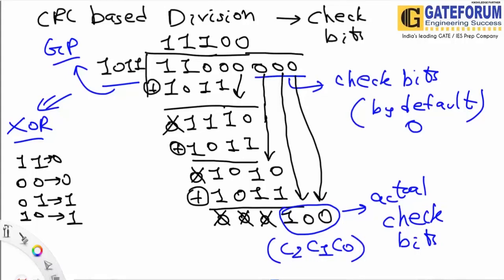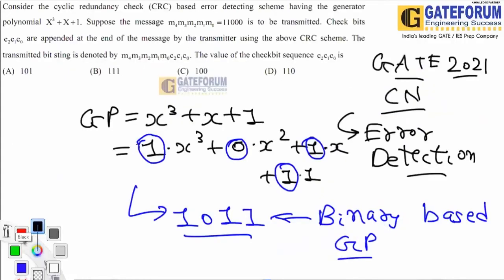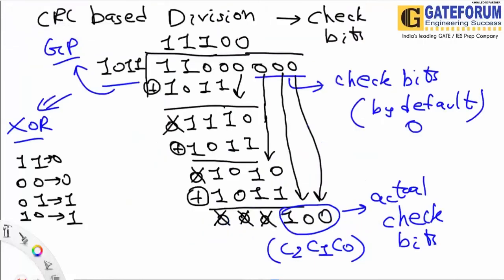So the answer would be specifically 100. That would be your check bits. Okay, so I'm just reiterating once again, for this type of question, first of all, you should know how to convert a generator polynomial into a specific binary format. That's the first and foremost thing you need to take into consideration. The second important part is we need to know how this division happens.